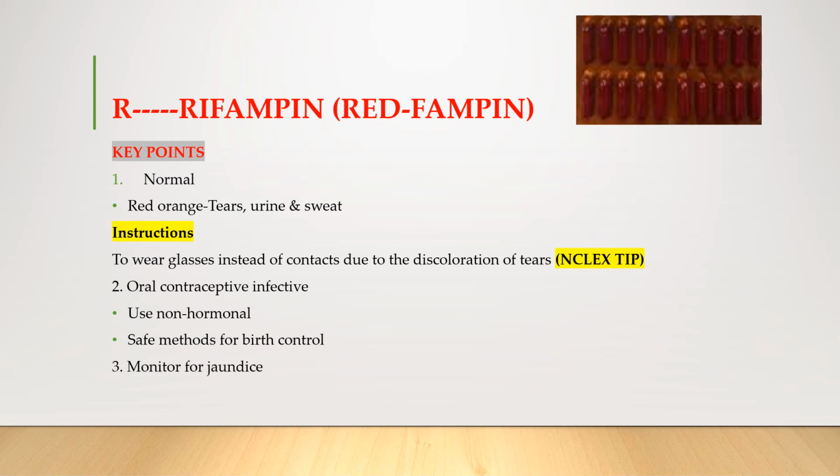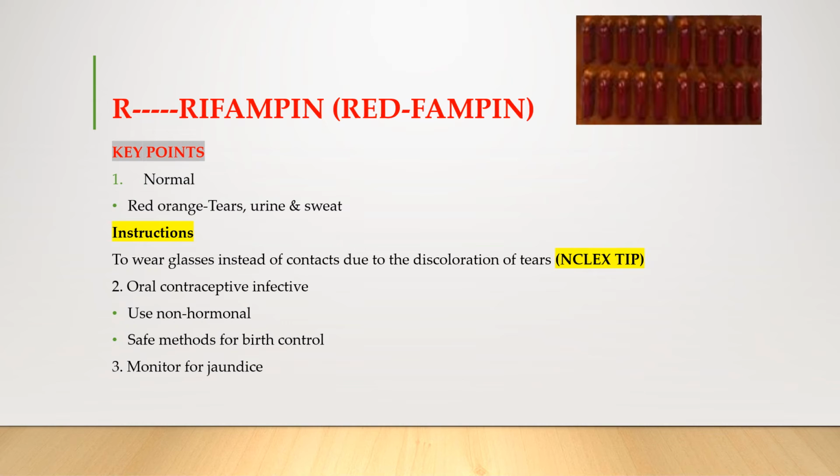So coming to the detail, what is rifampicin, or rifampin, it is also known as. A key point that you have to remember for rifampicin is, if a person has been started with rifampicin, it's normal to see red or orange colored tears, urine and sweat. So don't be scared when you see urine of orange color. It's a normal thing when you start the patient on rifampicin.